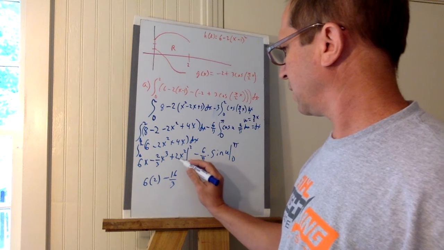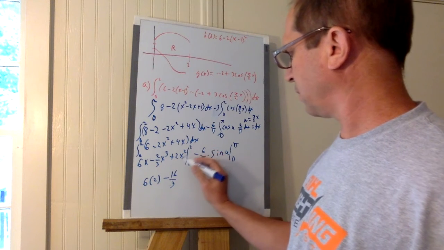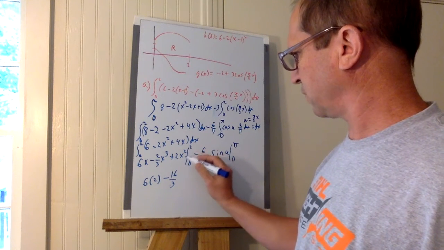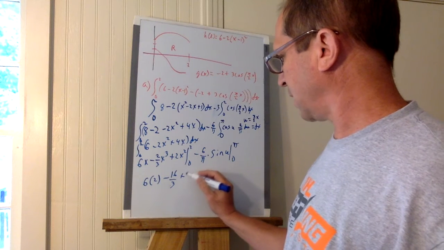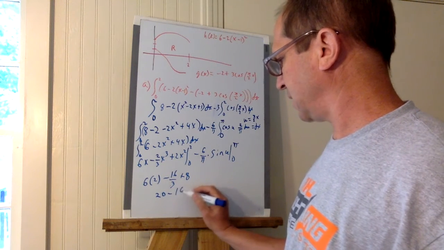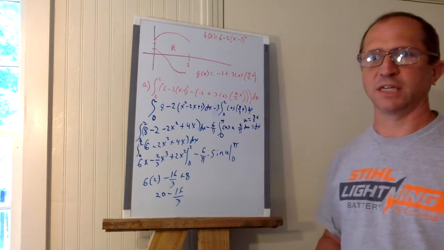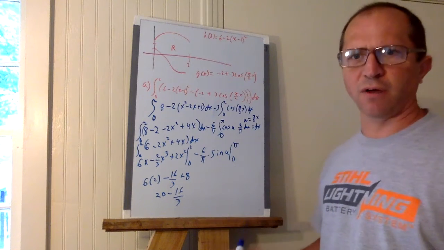And then we have 2x cubed, or 2 times x squared. 2 squared is 4, so this is going to be plus 8. So we get 20 minus 16 over 3. Do not reduce it any further. There's a chance you could make a mistake. This is good right here.